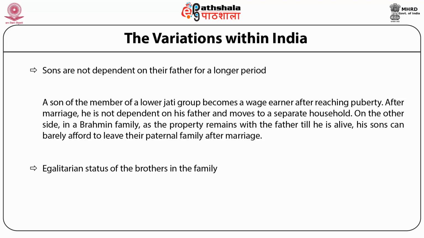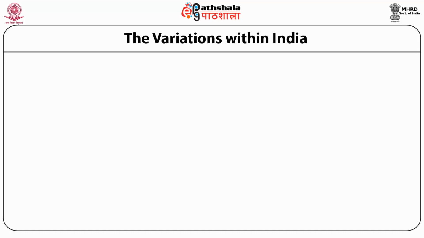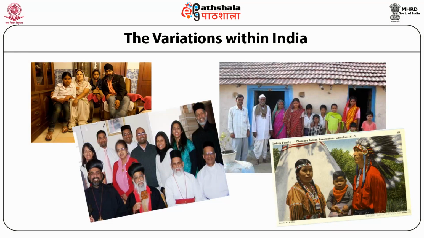Egalitarian status of the brothers in the family. This is because first there is no property to share, and secondly, in the pooling of income, the brothers have equal contributions. The variations within India: in the northeast, for example, Khasi, Naga and other tribal groups, the role of son and daughter is different. The Khasis are a matrilineal tribe and the woman is given priority. Whereas in North India, the elder son is given preference in inheritance of property. Thus, he commands respect within a joint family.